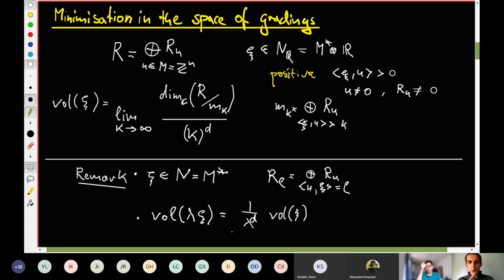So in particular, what we see is if we are trying to minimize or find a xi which minimizes the volume, then we are running into the same problem as for the embeddings of the sphere. Just by rescaling our vector xi, I can make the volume arbitrarily small. So again, we have to normalize our notion of a volume here. And so this is the next thing I'm going to talk about.